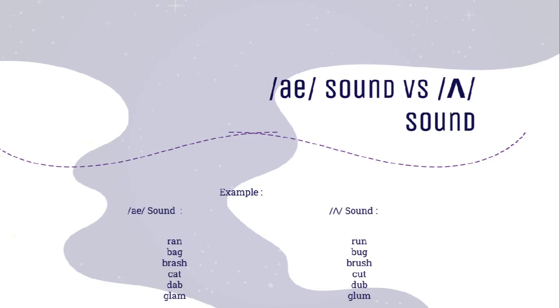Next is about A sound and A sound. There will be some example to make sure the difference between these sounds. For example, run, run, bag, bag, brush, brush, cut, cut, duck, duck, glam, glam.